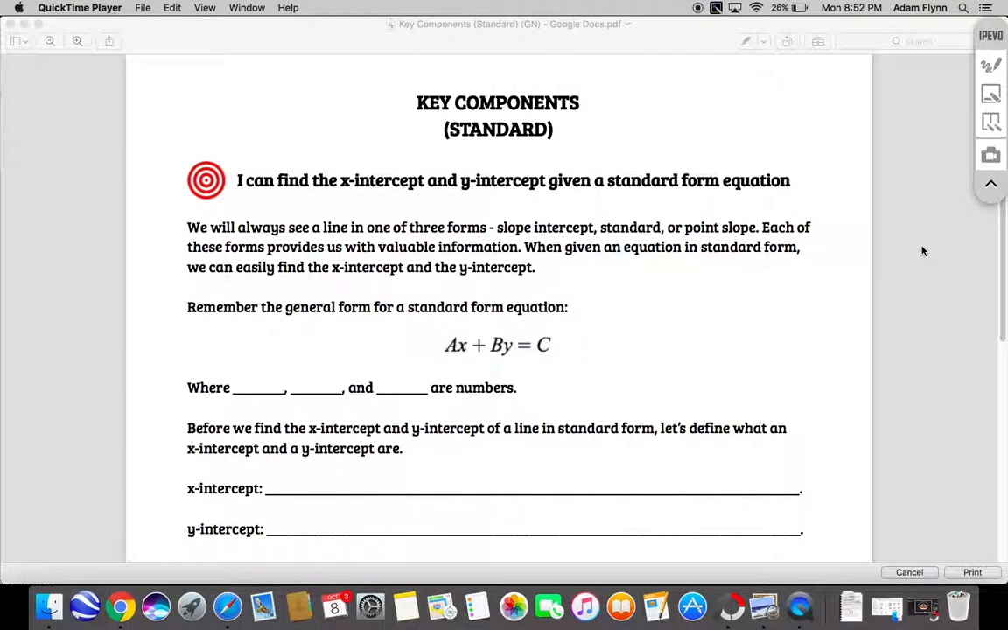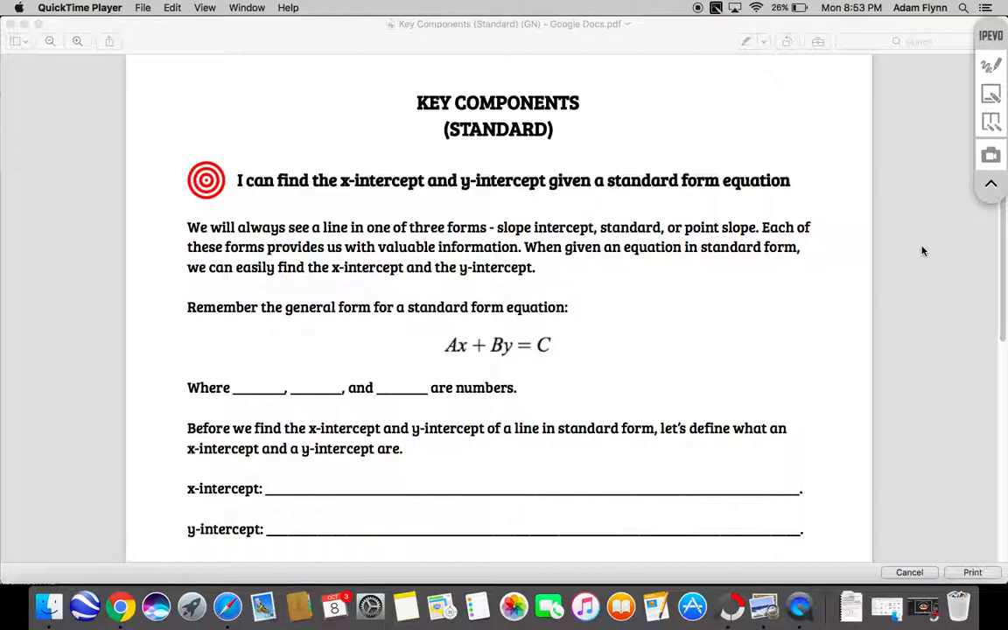This is the guided note video for key components of linear equations in standard form. The learning target is I can find the x-intercept and y-intercept given a standard form equation. We will always see a line in one of three forms: slope-intercept, standard, or point-slope form. Each of these forms provides us with valuable information.